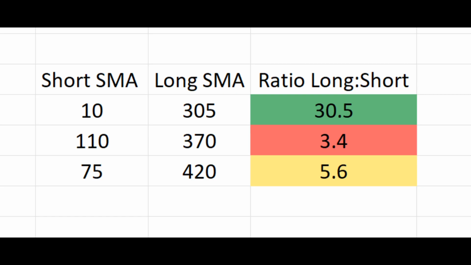With the first Python based strategy we looked at, the long SMA was 305, the short SMA was 10, giving a ratio of long to short of 30.5. The second strategy we looked at had a long SMA of 370 and a short SMA of 110, giving a ratio of long to short of 3.4. This strategy has a long SMA of 420 and a short SMA of 75, giving the ratio 5.6. So relative to the other two strategies, the ratio of long to short SMA is intermediate in comparison.